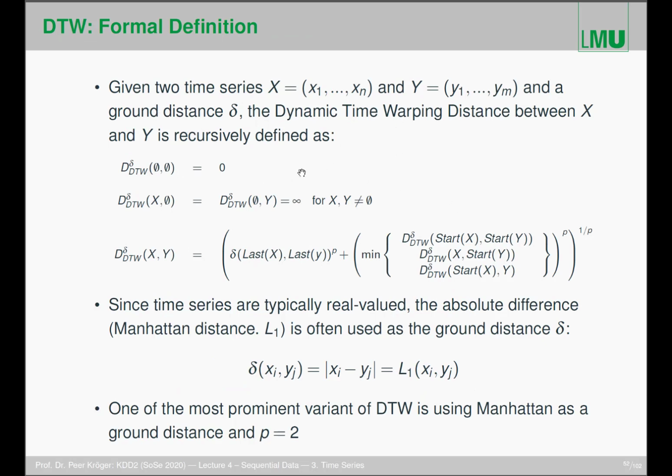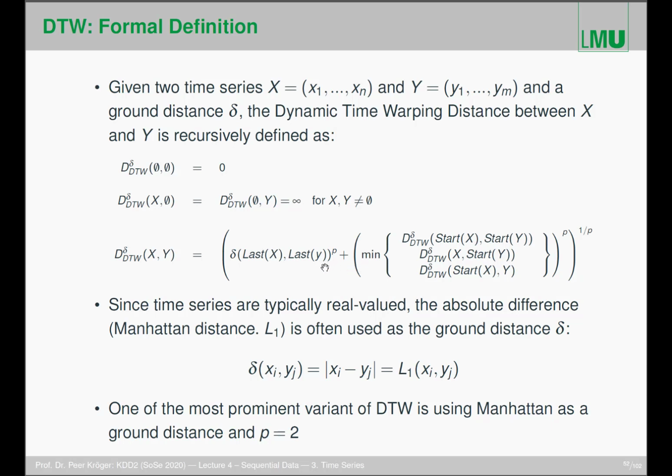Anyway, here is the formal definition, a recursive formula which looks very similar to the edit distance. Actually, it is the edit distance, but that's a different story. So given two time series, which can be of different length as you see here, we also need a ground distance, like in the general version of the edit distance. Then we have this recursive formula. If the time series are both empty, have no values, then it's 0. If you compare one x with an empty one, then it's infinity in both cases.